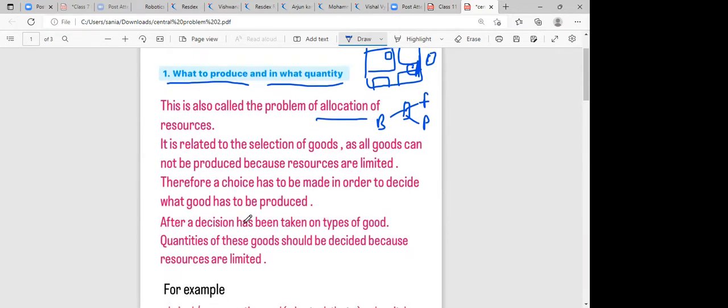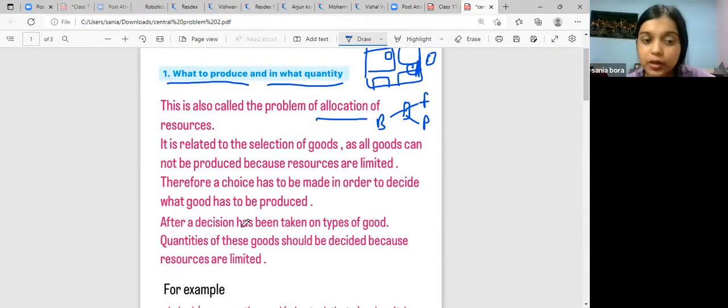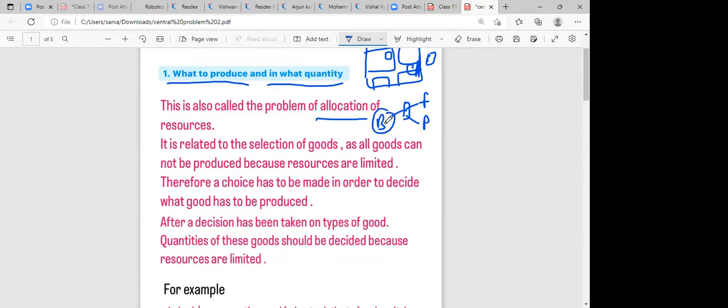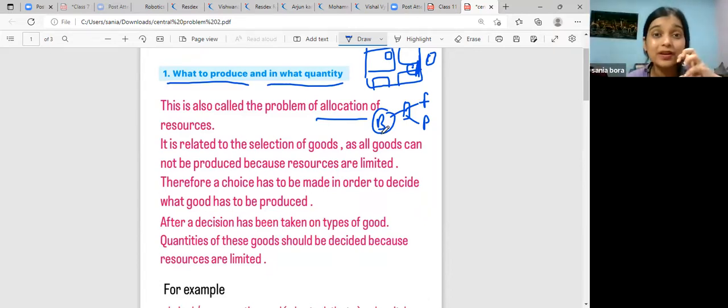And after a decision has been taken on types of goods, quantities of this good should be decided because resources are limited, right? Once, for example, you decide that you'll be producing beds, then you have to decide how many beds. Why? Because you have limited resources, right? So you have to decide, ma'am, I want to produce 2 beds, 3 beds, 4 beds, like this.